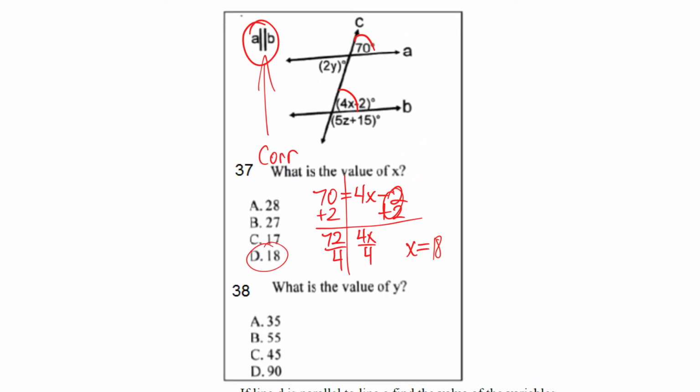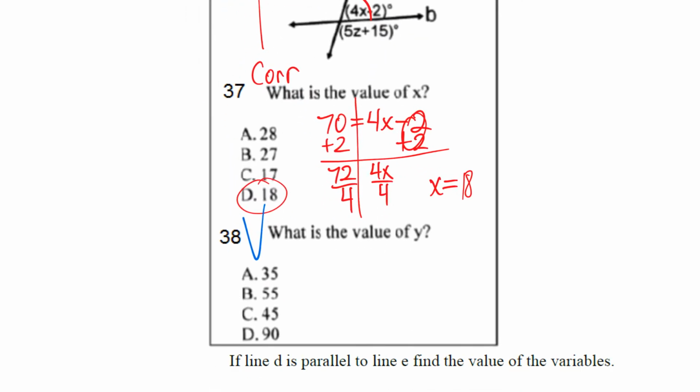All right. Now the one with y in it right here compared to the 70, what are those? They're vertical. What do I know about vertical? They're always congruent. So 2y equals 70, divided by 2, and y equals 35. Yep.